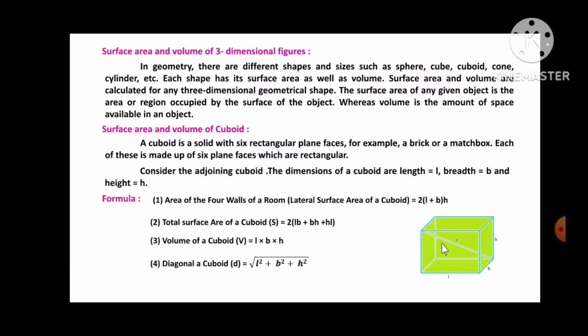And the fourth, the diagonal, you can see here a straight line. The diagonal D of this cuboid is the square root of L square plus B square plus H square. These 4 formulas are important while solving the problems that could be asked on this cuboid. So friends, let us see.